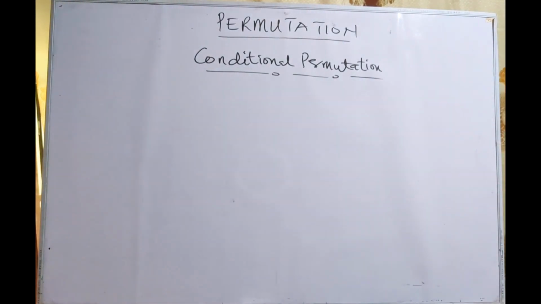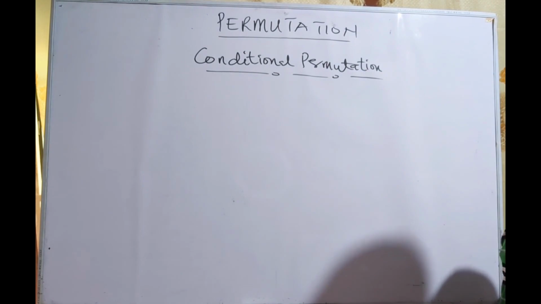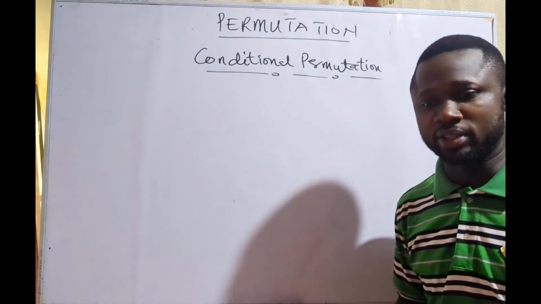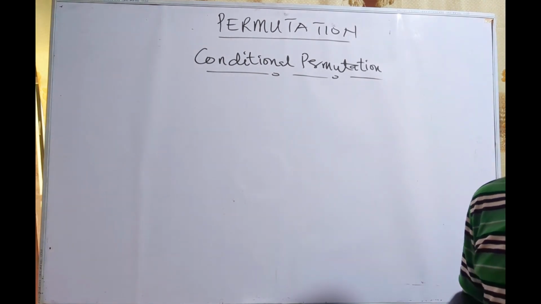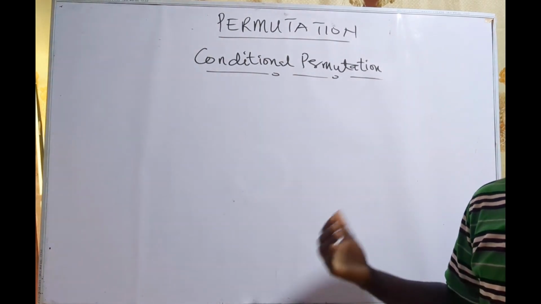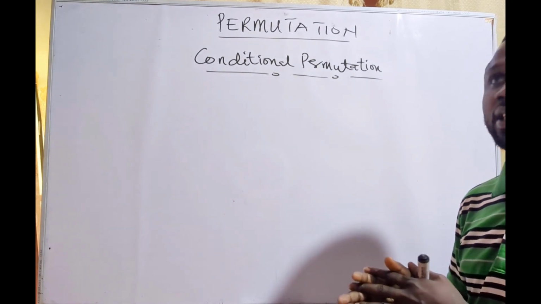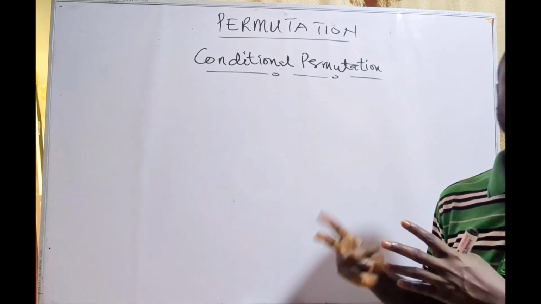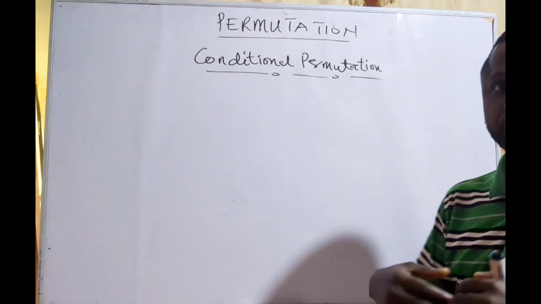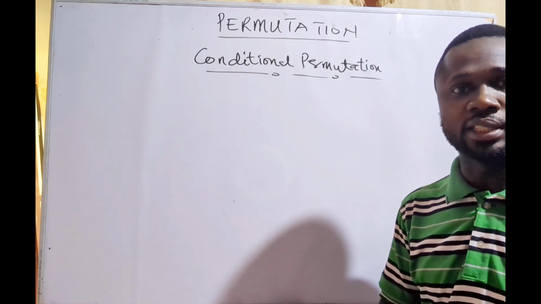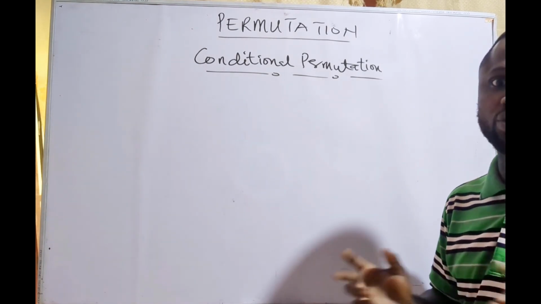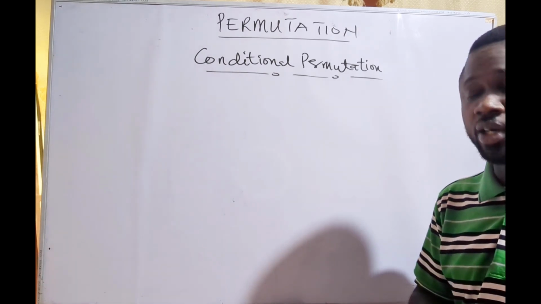Hello, welcome to our class again on permutation, and today we are going to look at conditional permutation. Under conditional permutation, as we already previewed, permutation is about arrangement. Sometimes they can give you a certain condition, let's say, if it's about a word, that certain letters must be together. Or if it's about people sitting in a certain arrangement, they can say that two boys or two girls must sit together, certain two people must be together.